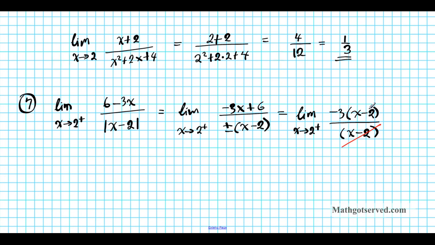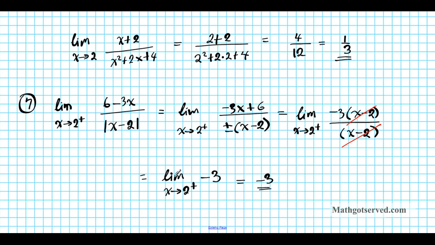So these two quantities divide out. So we now have the limit as x approaches 2 from the right of negative 3. But negative 3 is independent of the direction that this limit approaches, so your final answer is negative 3. All right? So there you have it.